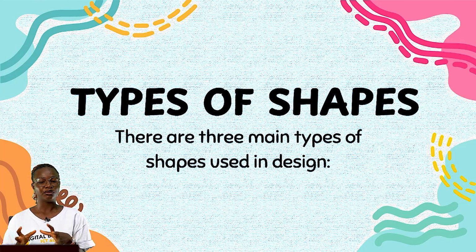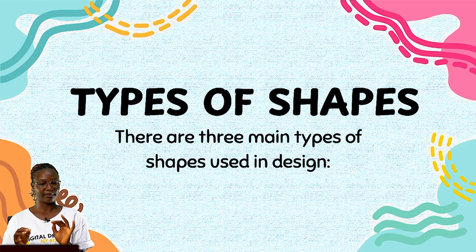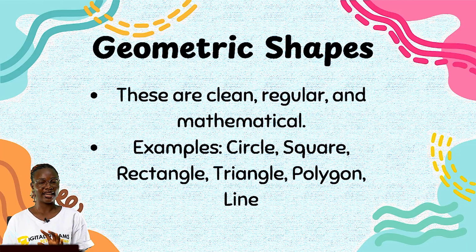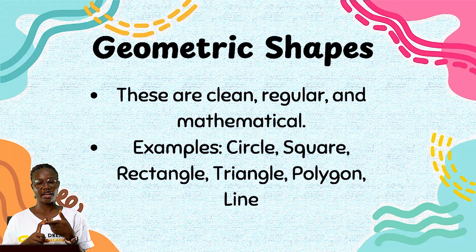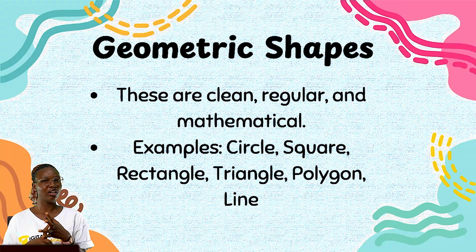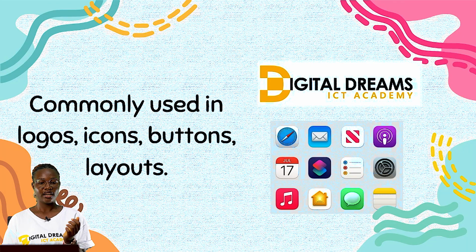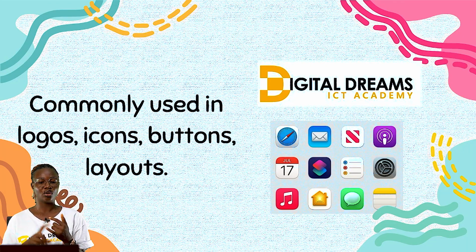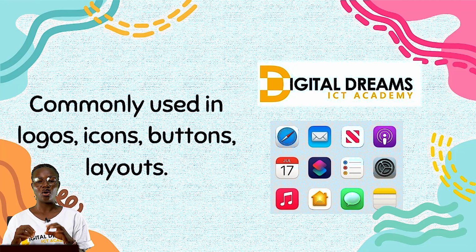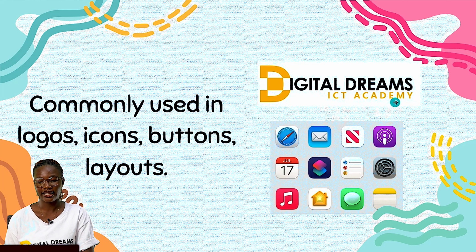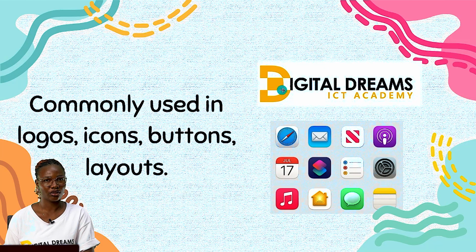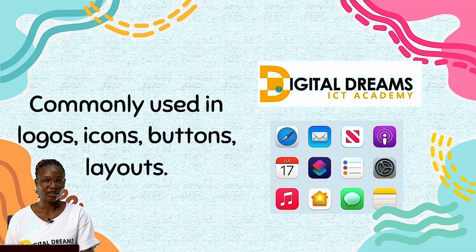There are three main types of shapes used in design. The first one is geometric shapes, and we say that these are clean, regular, and mathematical. Examples are the circle, the square, the rectangle, the triangle, and polygons. They are commonly used in logos, icons, buttons, or layouts. Example right here, if you look at the Digital Dreams ICT Academy logo, if you look at the D inside, you can find a rectangle shape inside the D. Do you see now?